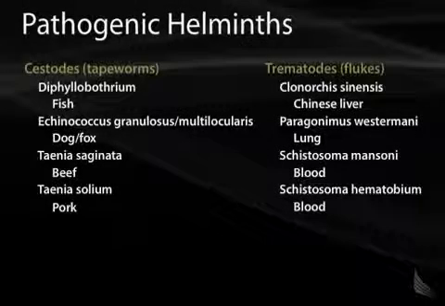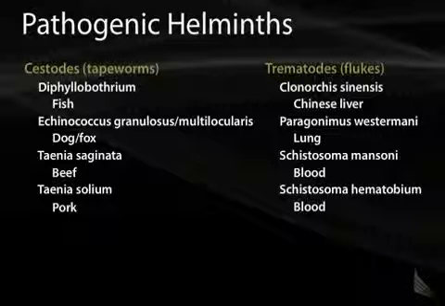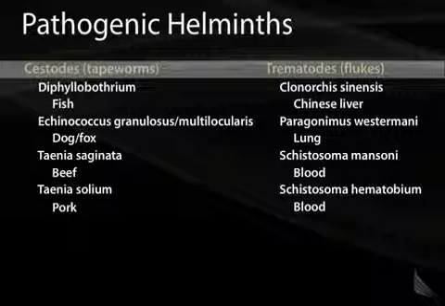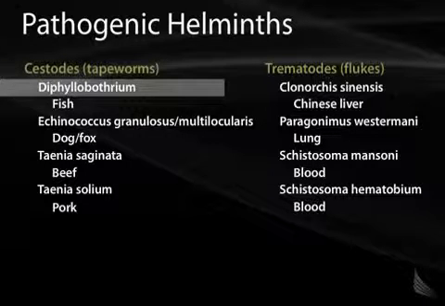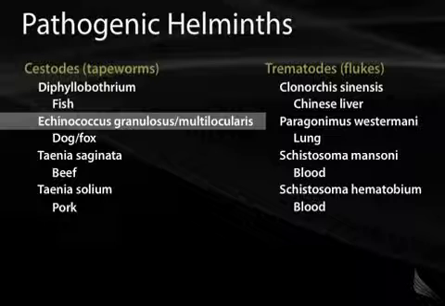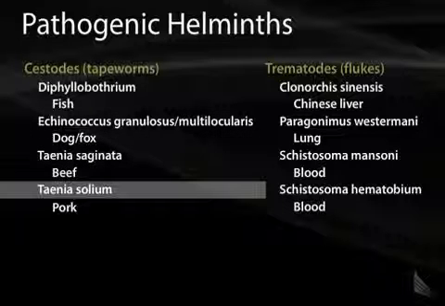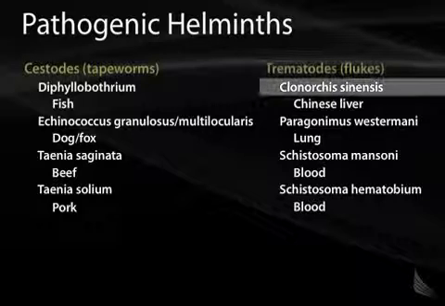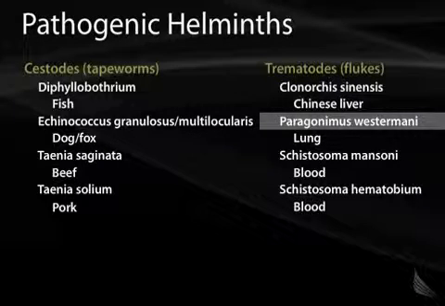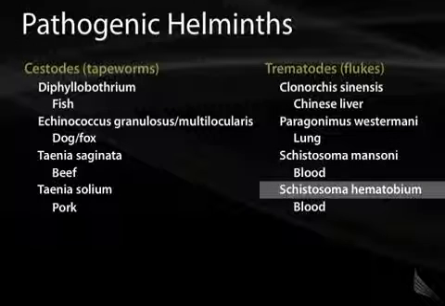Let's talk about pathogenic helminths. Helminths come in two main forms, the cestodes, which are the tapeworms, and the trematodes, which are the flukes. With the cestodes, we have four different types that we need to be familiar with: the Diphyllobothrium, the Echinococcus granulosus or multilocularis, the Taenia saginata, and the Taenia solium. You can see the associated animals from which we get the helminths. The trematodes are the flukes, and we have Clonorchis sinensis, Paragonimus westermani, Schistosoma mansoni, and Schistosoma haematobium. Again, these identify the organ that is affected by the infection.